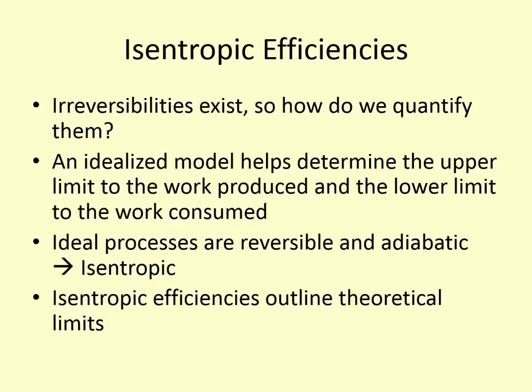Okay, so we have irreversibilities in our systems. We can analyze the reversible case and look at our actual case and compare them to one another and determine something called the isentropic efficiency. So these ideal processes that we're estimating as isentropic give us our theoretical limits, and then as we compare them to the actual processes, we can determine this efficiency.